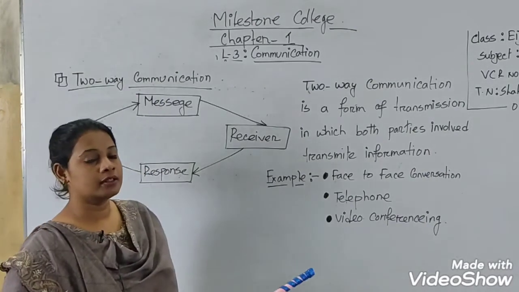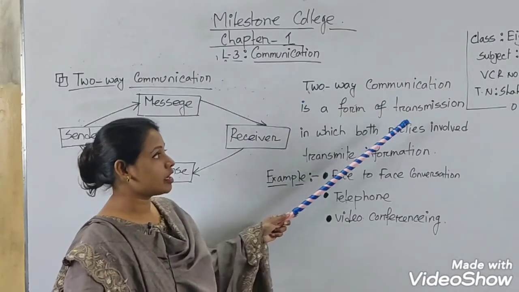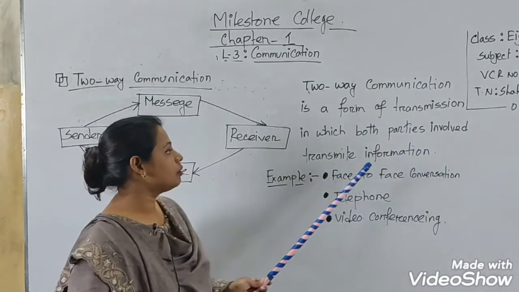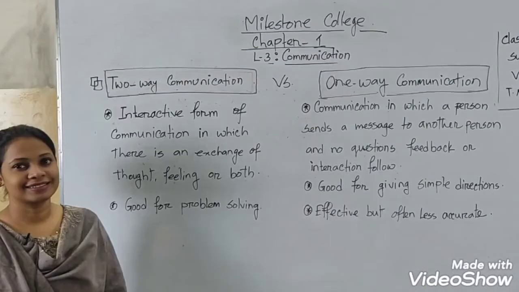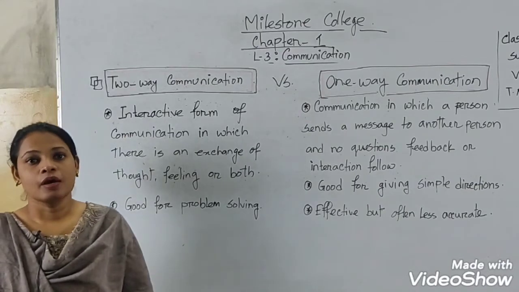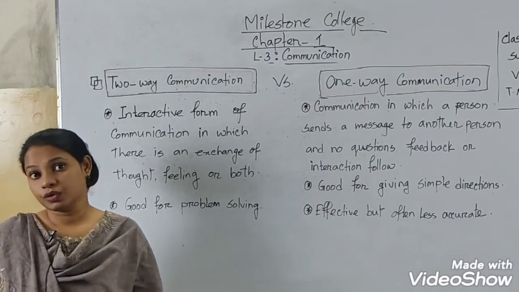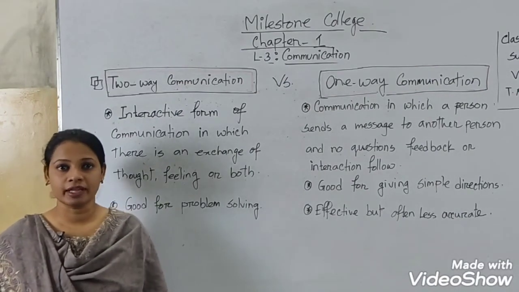Let's check the definition. Two-way communication is a form of transmission in which both parties involved transmit information. Students, we have already discussed one-way communication and two-way communication, and I think you got the difference there. After that, I want to show you some differences.